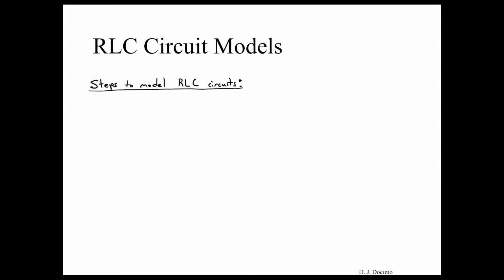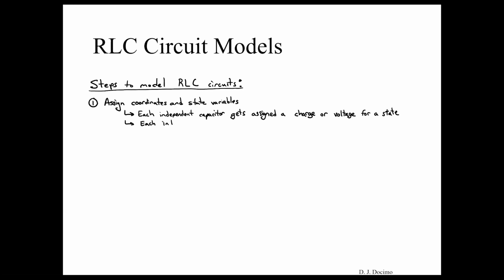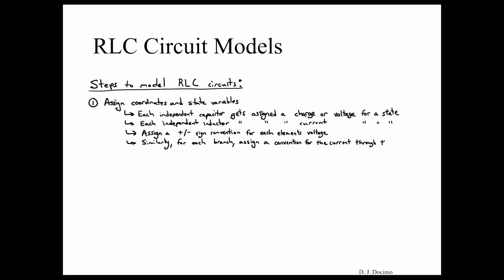So the steps to model RLC circuits. Step number one is to assign coordinates and state variables. Each independent capacitor gets assigned a charge or a voltage for a state. Each independent inductor gets assigned a current for a state. And then we assign our plus or minus sign convention for each element's voltage. Similarly, for each branch, we assign a current and a current convention for that branch, so the direction of the current.